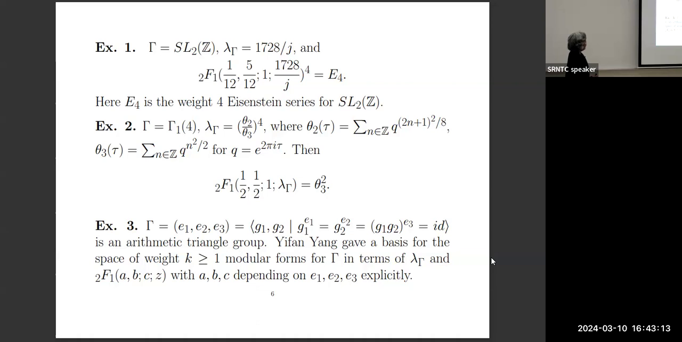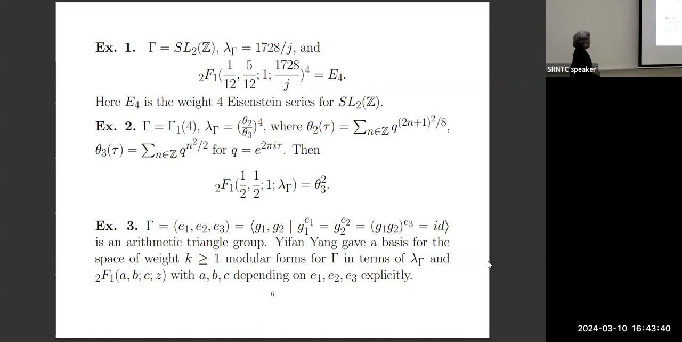Another example is the group Gamma 1, 4. We choose the parameter using the theta functions, theta 2 over theta 3 to the 4th. Then in this case, you just use lambda by itself. Then we recover theta 3 squared, which is a modular form of weight 1 for this group.